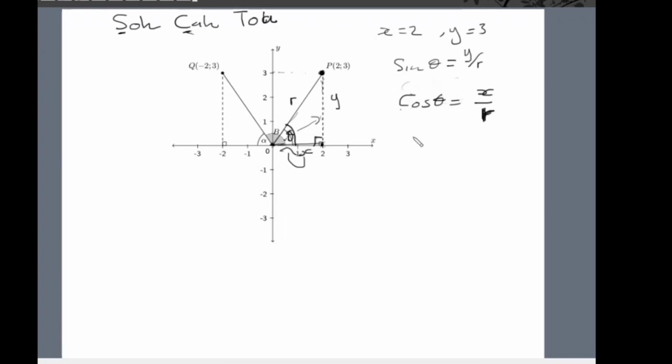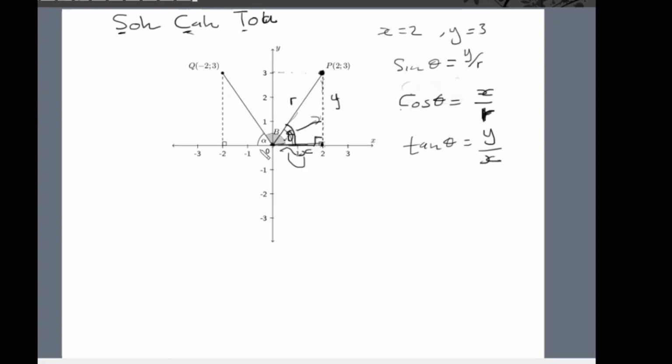And then when you define tan theta, tan is opposite over adjacent. So tan theta will be equal to, the opposite side is this one, it's y. The adjacent side is this one, it's x.